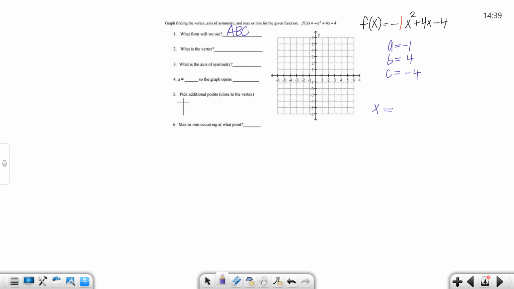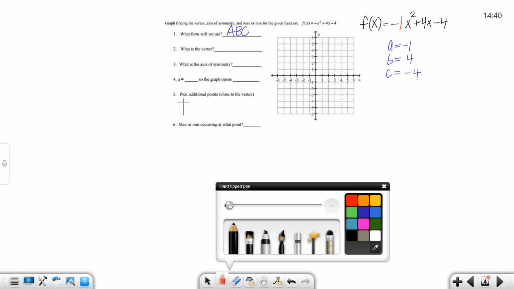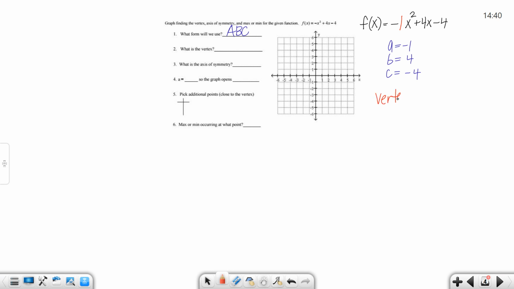My vertex has the formula x equals negative b over 2a. You will need to know that for your test and for your final. So for this particular problem, it's going to be the negative of 4 over 2 times a. So the first part of the vertex is 2. I don't know the second part.